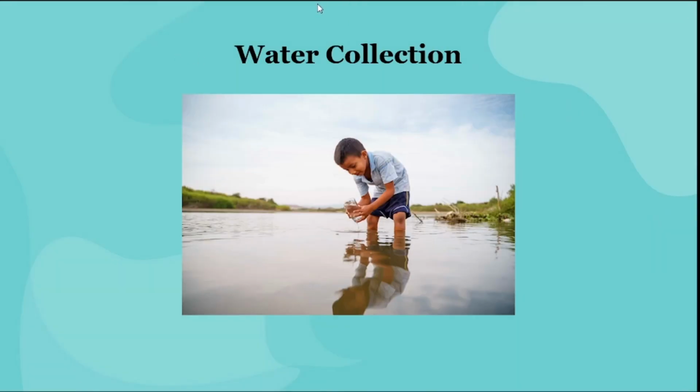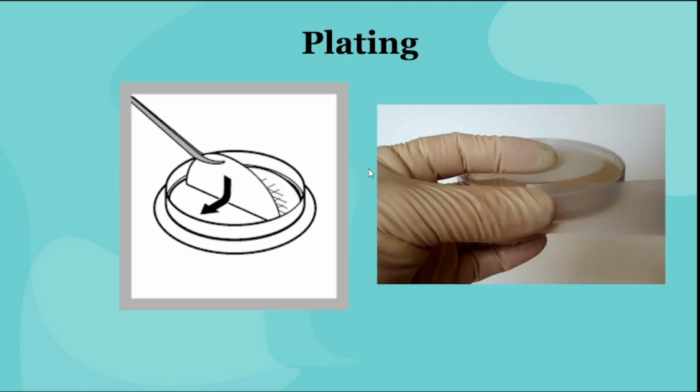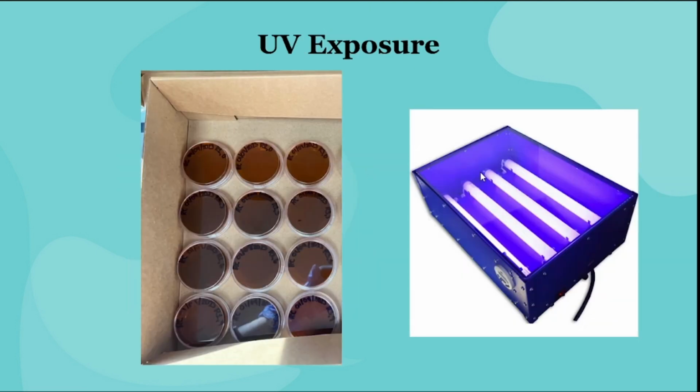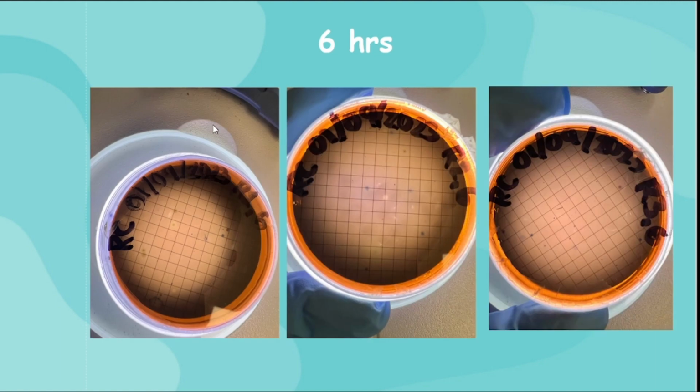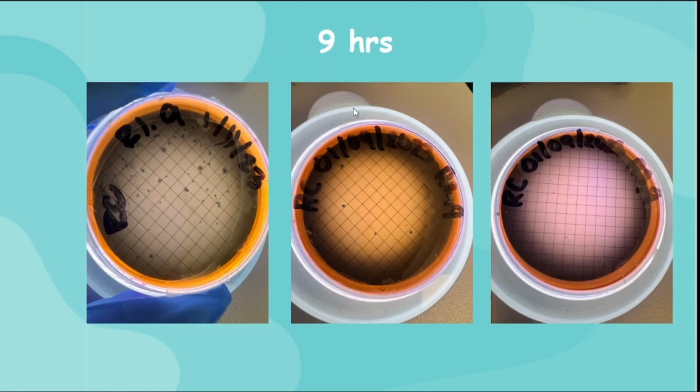In this investigation, water was collected from the Rio Grande River. Samples were placed in plates, and these plates were exposed to UV light. These are the results after 3 hours. As you can see, there is a moderate amount of bacteria present. These are the results after 6 hours. As you can see, the amount of bacteria decreased. These are the results after 9 hours. As you can see in these two pictures, there's almost nothing.